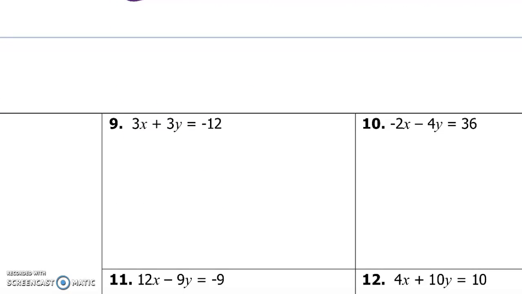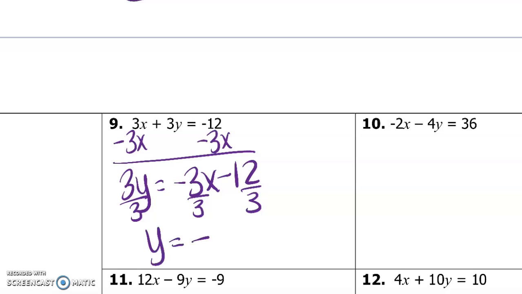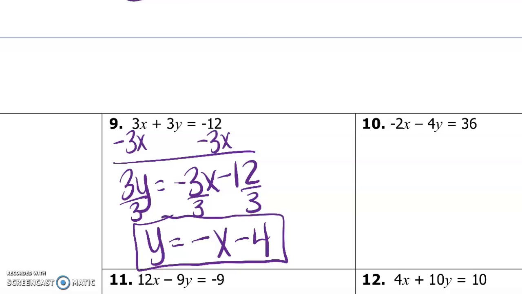Number 9, subtract 3x. 3y equals negative 3x minus 12. Divide everything by 3. Y equals negative x minus 4. Again, it would be negative 1, but we don't need to put the 1, just the negative sign.